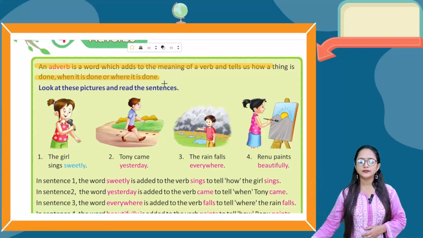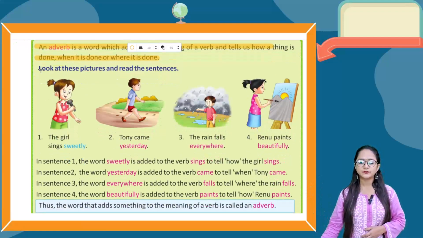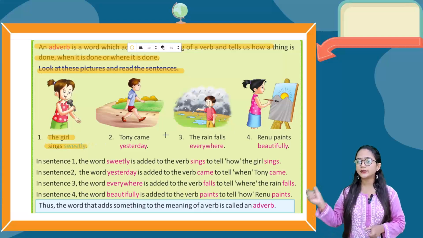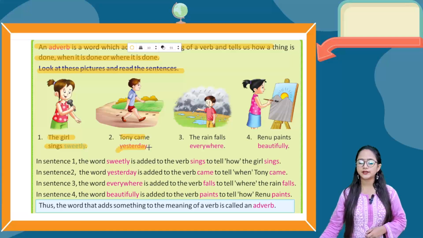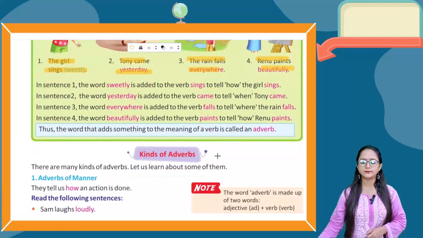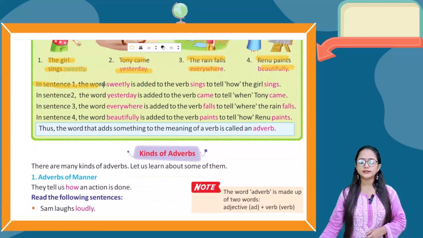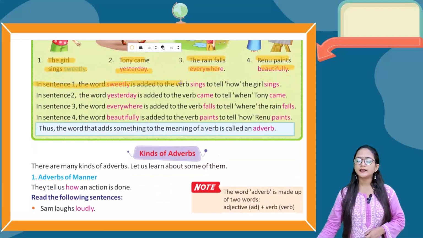Now look at these pictures and read the sentences. The first one, the girl sings sweetly. Sweetly is the adverb. Next one, Tony came yesterday. Yesterday is also an adverb. Next one, the rain falls everywhere. Everywhere is also an adverb. Next one, Renu paints beautifully. Beautifully is also an adverb.